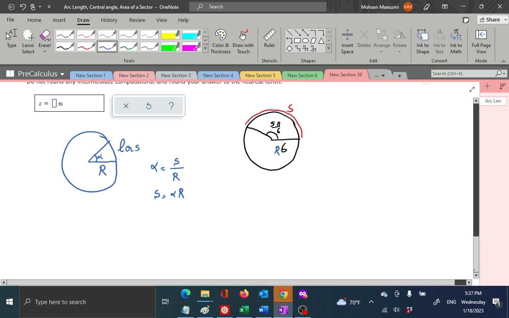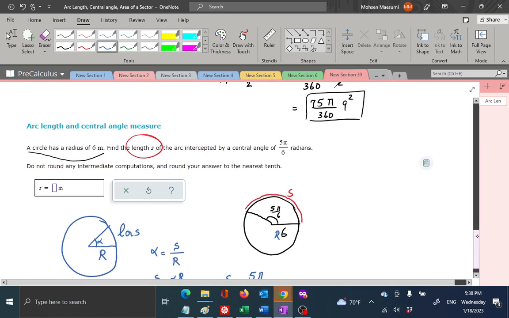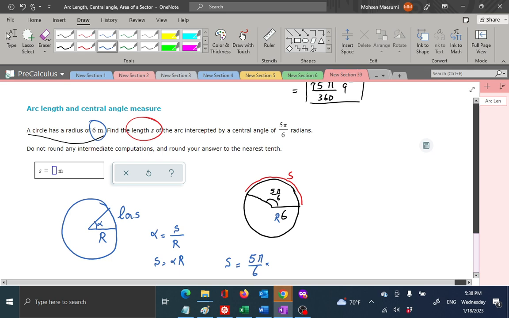So our S is going to be the angle, which is the big angle, 5 pi over 6, and then the radius is given as 6 meters. So 6 and 6 cancel, and S becomes exactly 5 pi. This is asking you for the nearest length, so you multiply pi with 5 here and round it to the nearest tenth, and then you'll be all done.